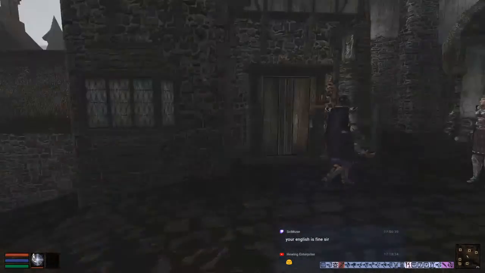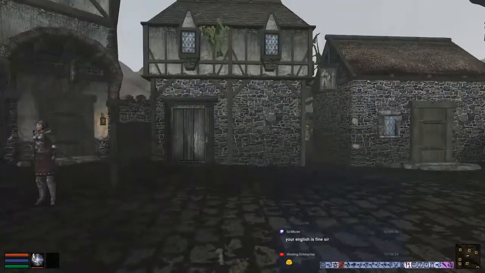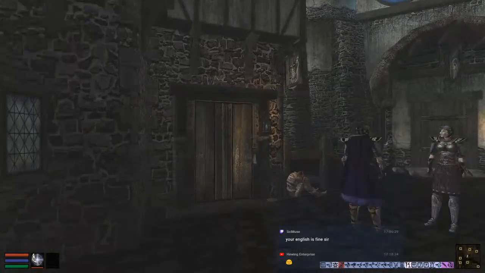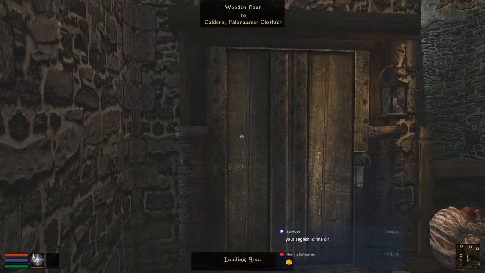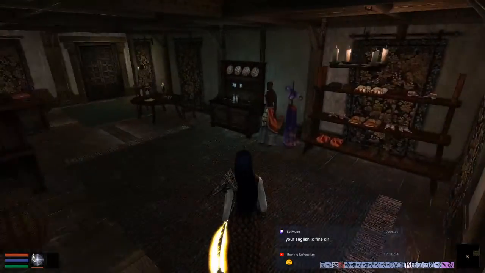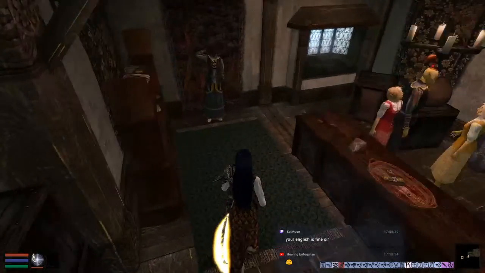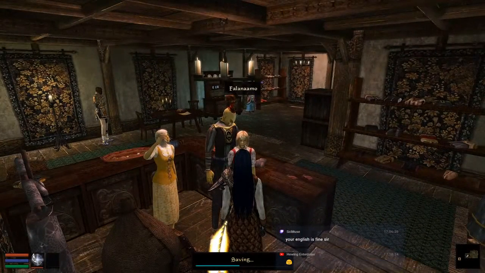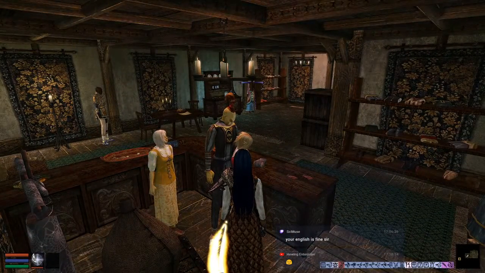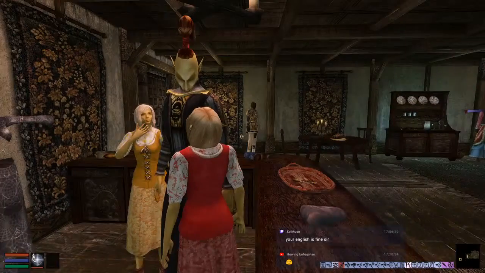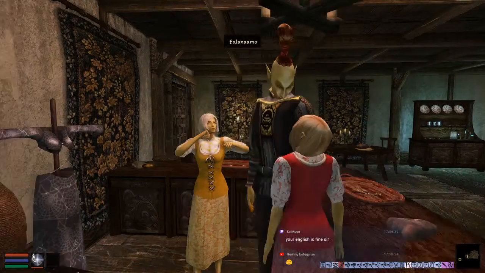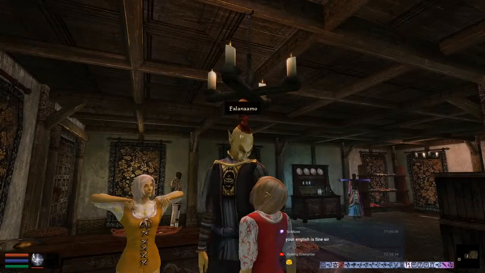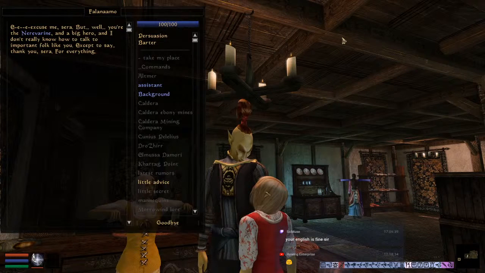Anyway, let's go back to Falanamo. We have the new clothes. Why is that guard always staring at the girls? Oh, I think the girls here are selling clothes for the Morrowind children. Maybe we could buy something for the children.